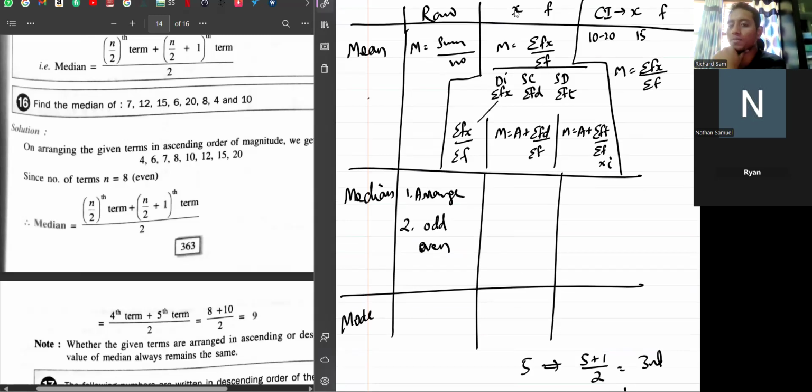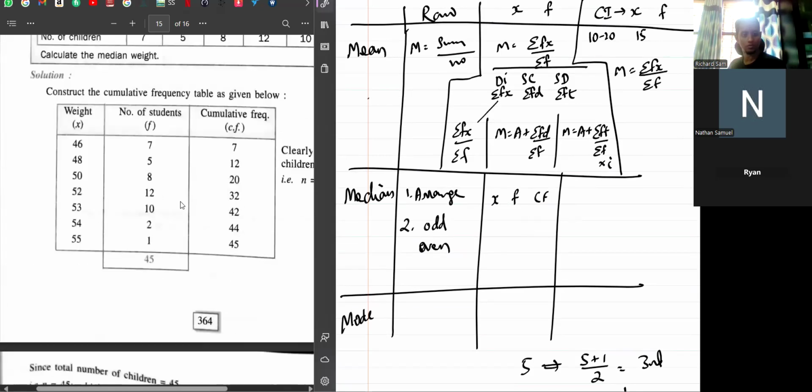Next, median for X and F. So you have X, F. You have to do CF, cumulative frequency. Do you remember cumulative frequency? See here. This is the weight of students. These are the number of students. So there are 7 students who weigh 46 kg, 5 students who weigh 48 and so on.